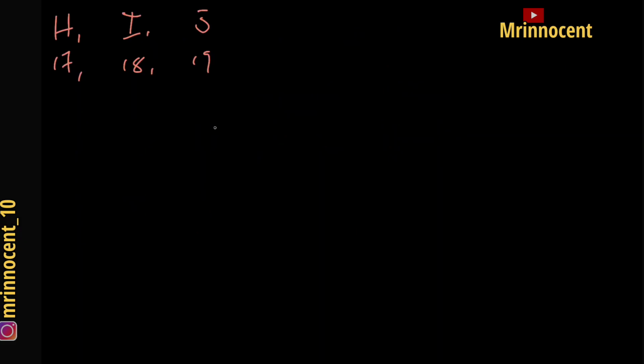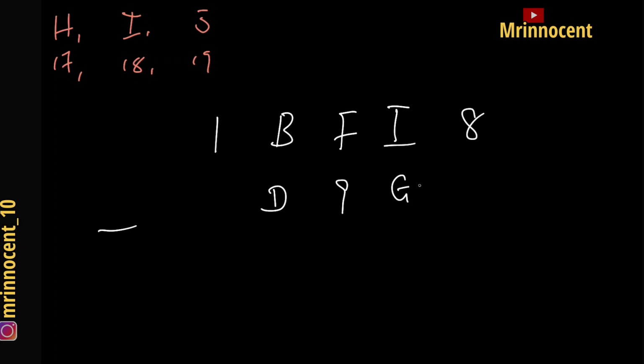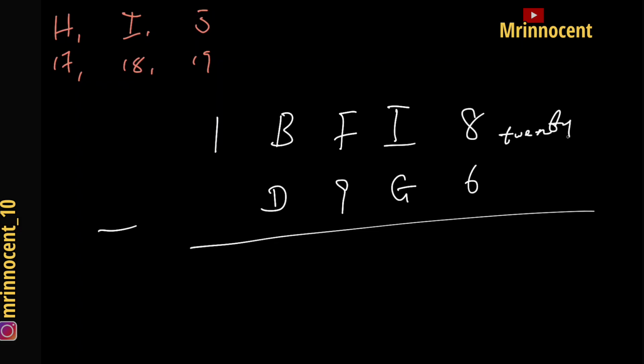Let's look at this example. We have 1, B, F, I, 8 minus D, 9, G, 6, all in base 20.